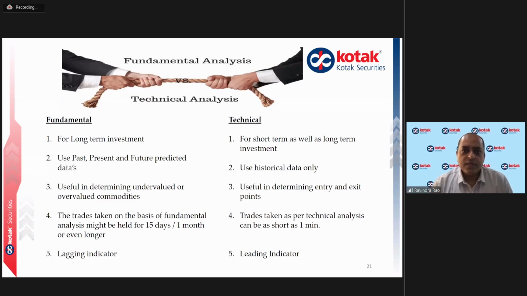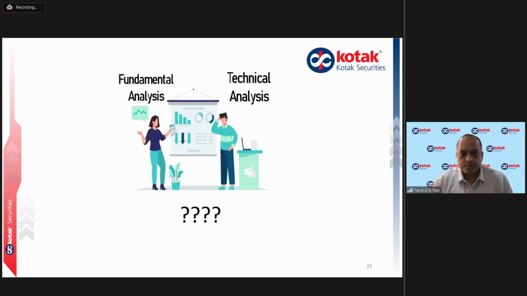But technical analysis is a leading indicator, because it gives you an indication in advance. It tells you that now there can be a breakout or there can be a breakdown, depending on what kind of charts, what kind of tools you use on the charts. So it becomes a leading indicator, and which is very helpful.